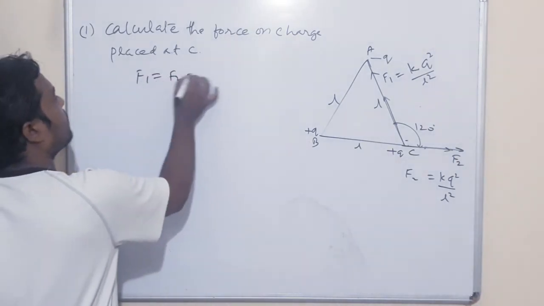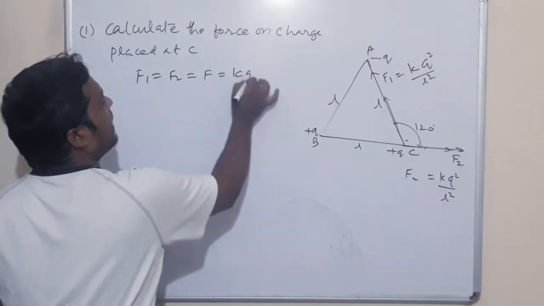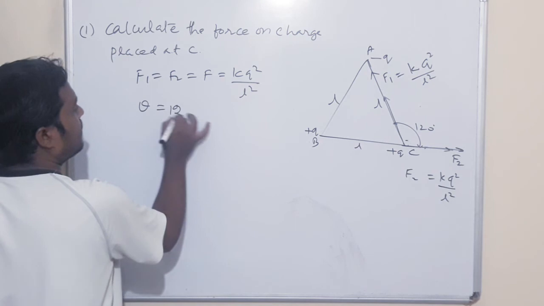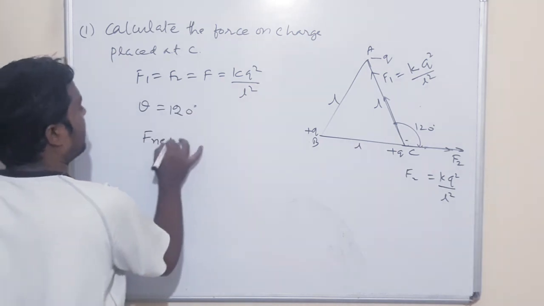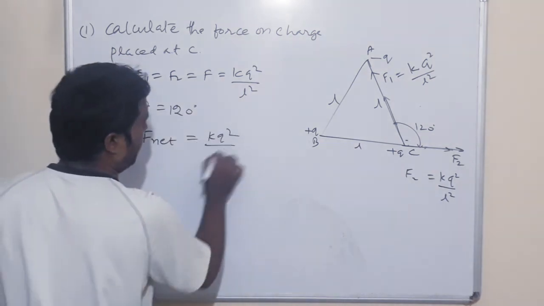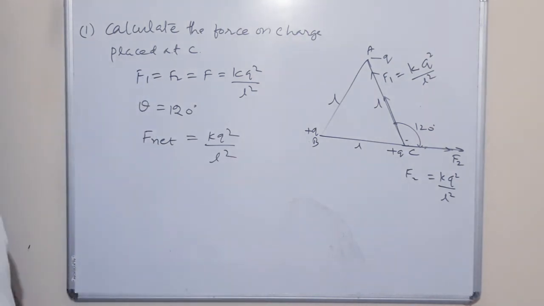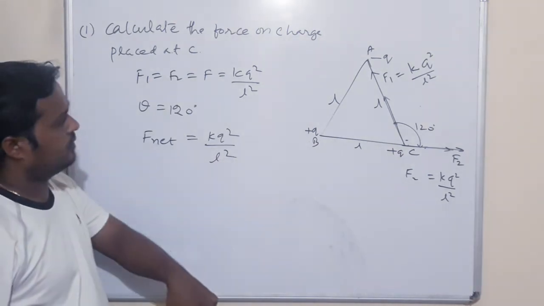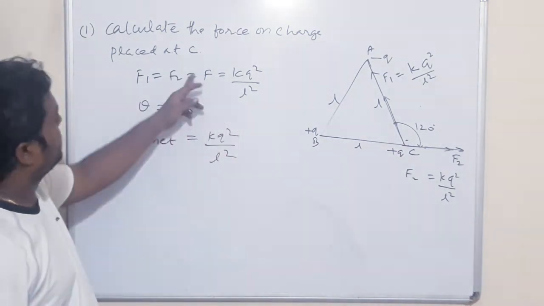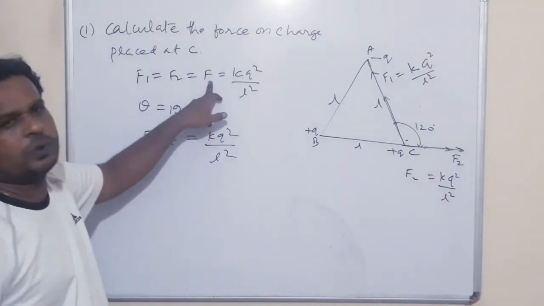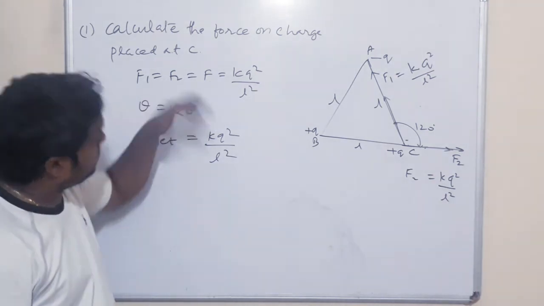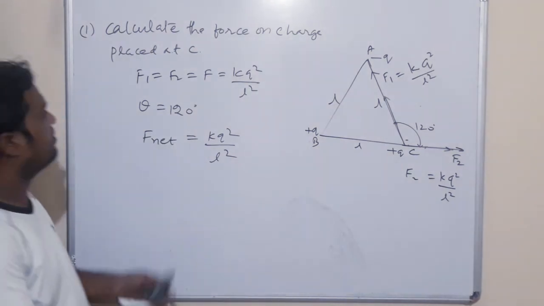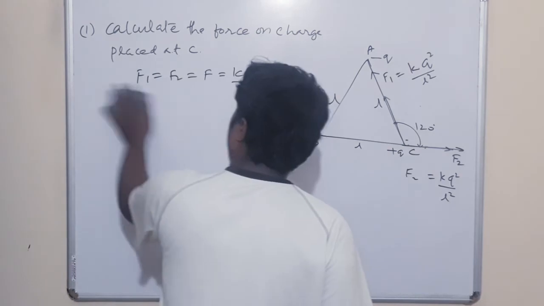F1 is equal to F2 is equal to F, which is KQ square by L square. Angle is 120. Then F net is also equal to KQ square by L square. Observe? Both are equal. I told you in that table, you remember, if both the forces are equal, each equal to F, then the resultant is also equal to F if the angle is 120. Okay? Nice. Some more examples we will see.